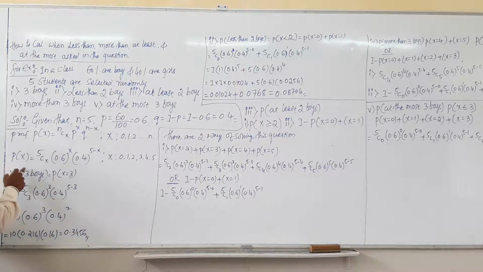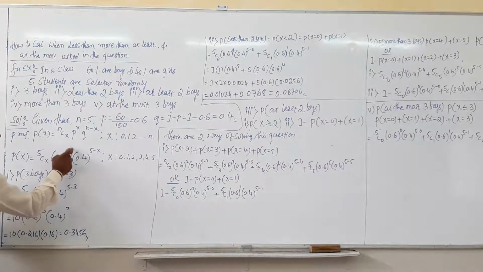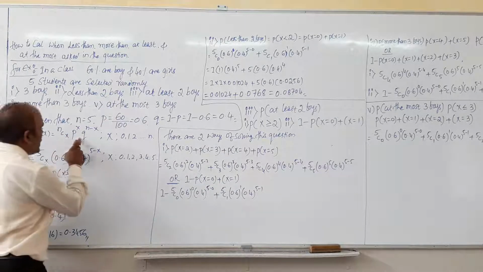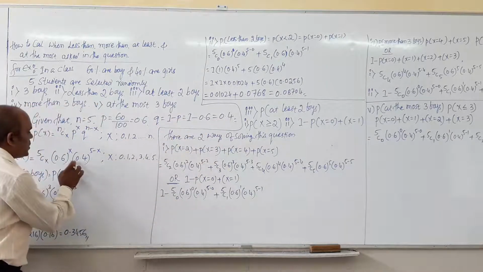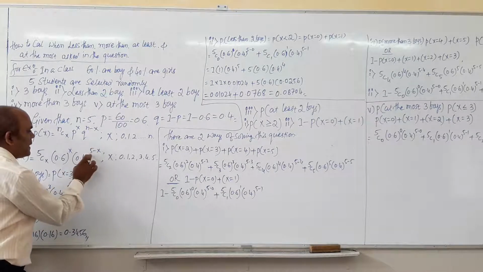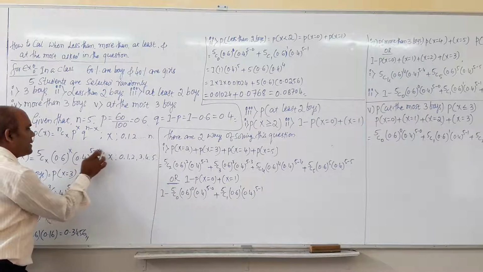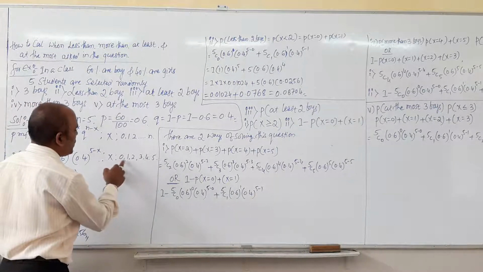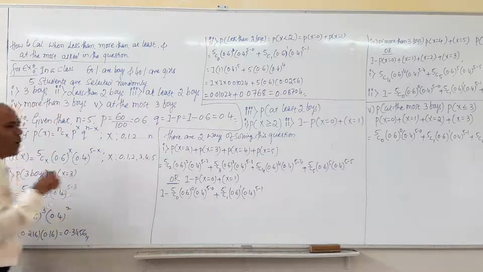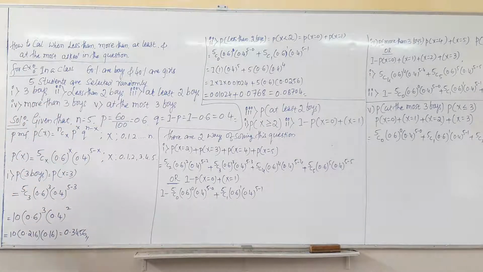So P(X = x) equals 5Cx, because small n is 5. p is 0.6 raised to x. The q value is 0.4, we already found that. So 0.4 raised to n minus x, that is 5 minus x. Then the range of x in this problem is 0, 1, 2, 3, 4, 5, because the small n value is 5. So let us solve the first question, 3 boys.